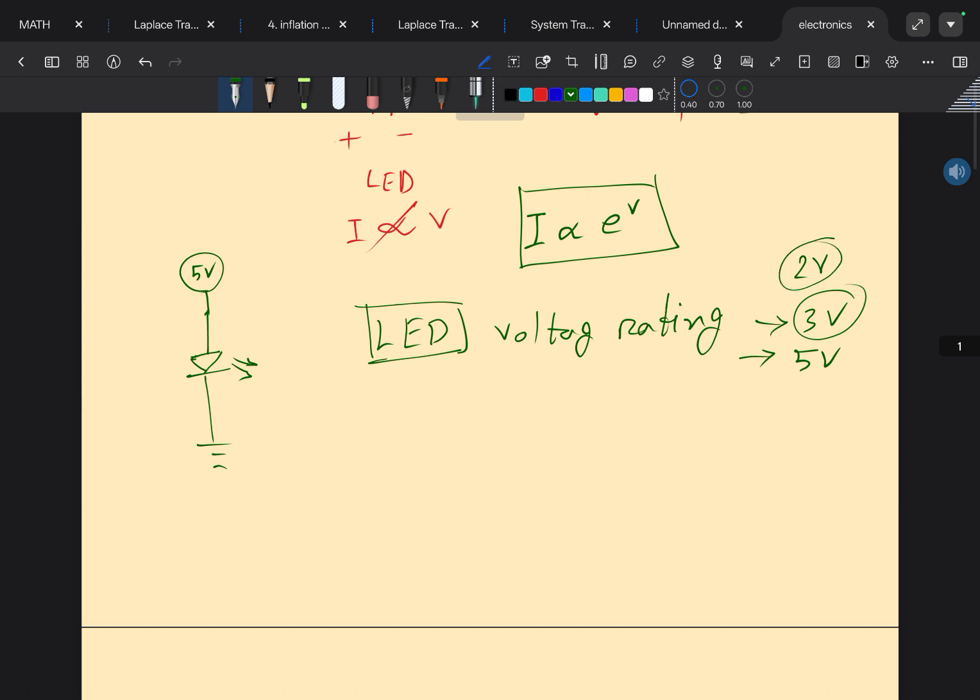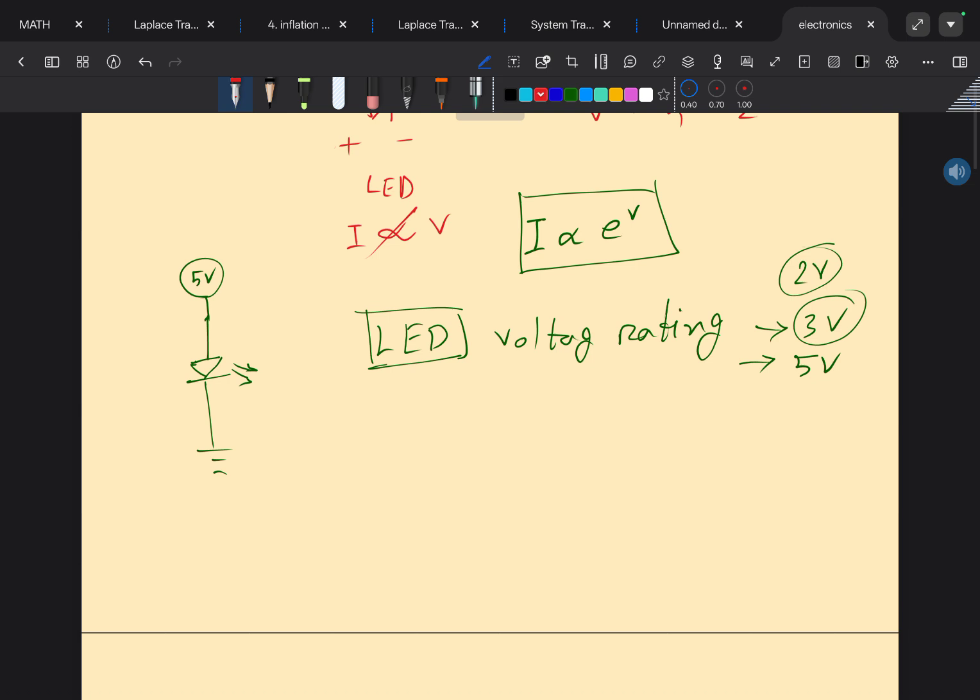This rating basically indicates that if we place an LED directly with the source, it will subtract this amount of volt. Say this is 3 volt. So 5 volt is the voltage source, and 3 volt is reduced by the LED here, and we will get 2 volt down there.